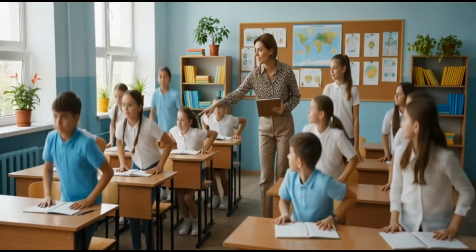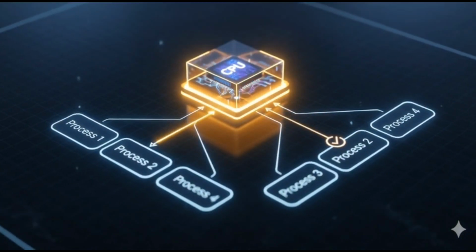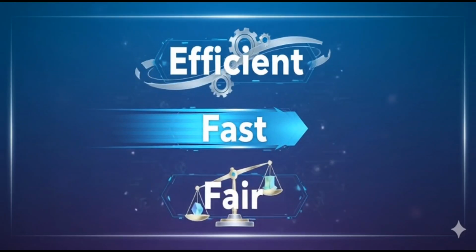Today I'm going to simplify one of the most fascinating concepts in operating systems, process scheduling. A process scheduler is like a teacher's timetable. It decides which student speaks when, so every student gets their turn efficiently. In the same way, the scheduler decides which process uses the CPU. The goal is to make the system fast, efficient, and fair.